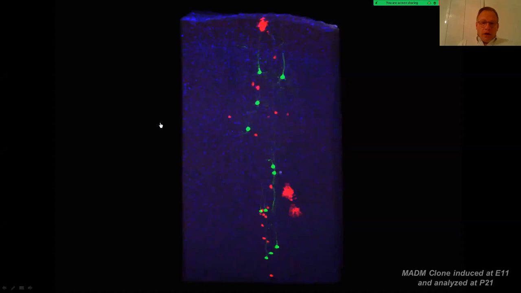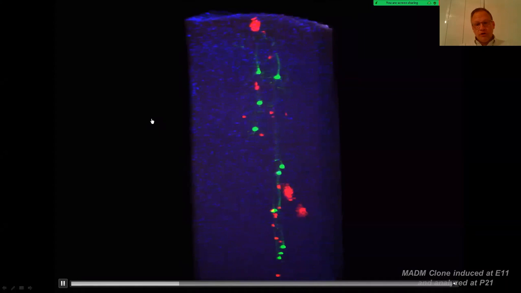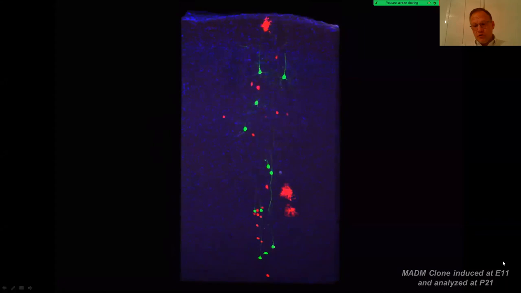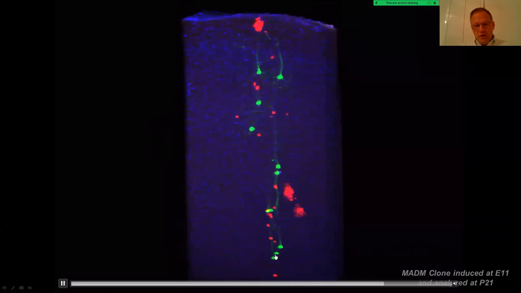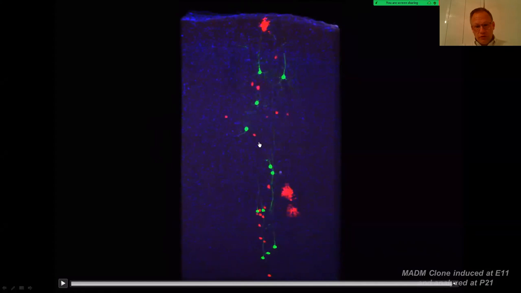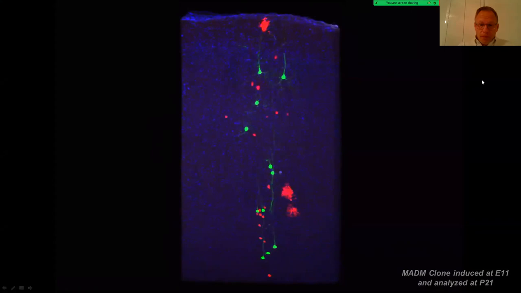Now, I show you another example here at higher resolution, and you can really appreciate how quantitative the method is. So this is a single clone from a stem cell or radial glial cell induced at embryonic day E11, and then analyzed 3 weeks postnatally. And you can see how easily you can count the green lineage here, the green neurons, and also the red neurons. It is also astrocytes. Now, over the years, when I started my lab, we really wanted to systematically trace the lineages of these radial glial progenitor cells and induced many different clones at many different time points.